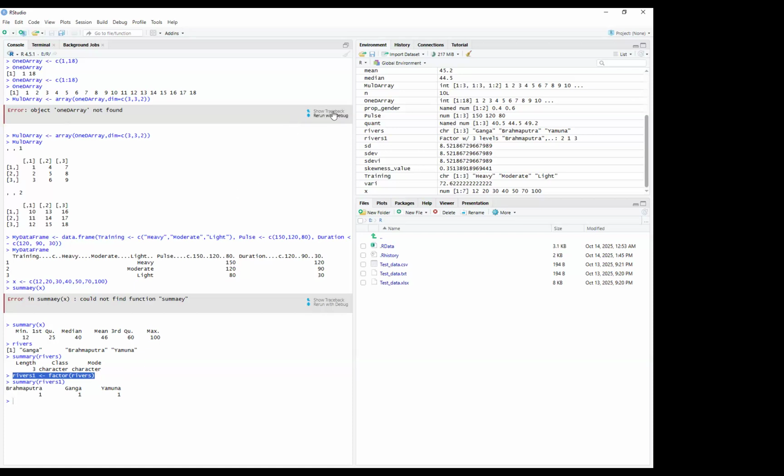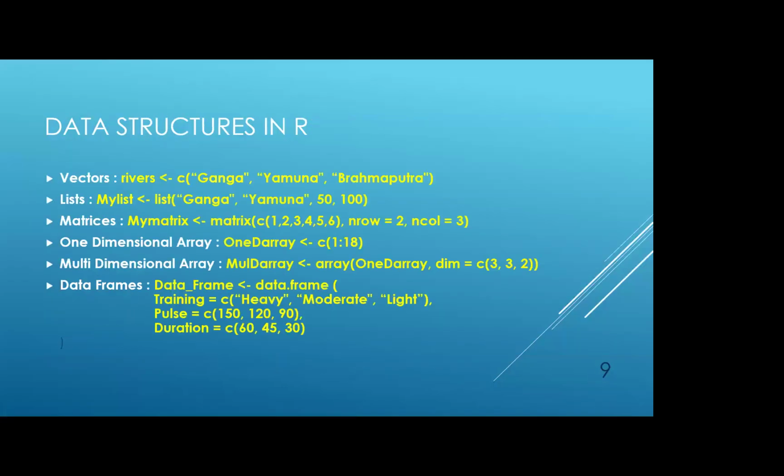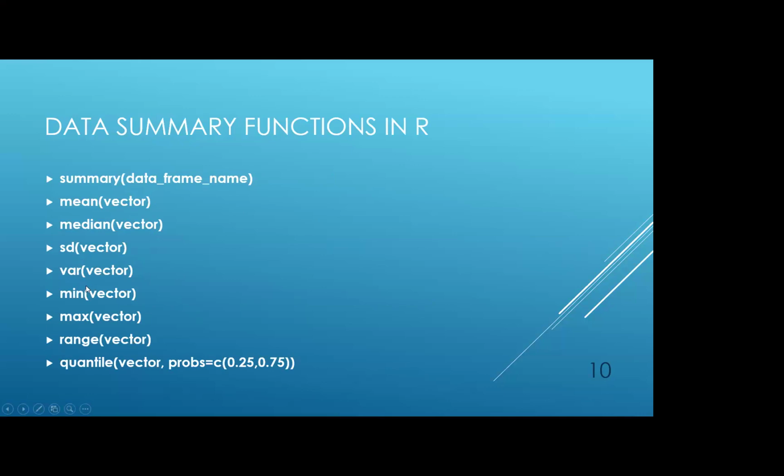Now again, if you go back to your slide, what you see is that there were some individual functions, right? Like this one: mean, median, standard deviation, variance. When you use summary, you can see some of this, but not all. So what we'll do is use them one by one. Okay, so let us again come back to our studio.